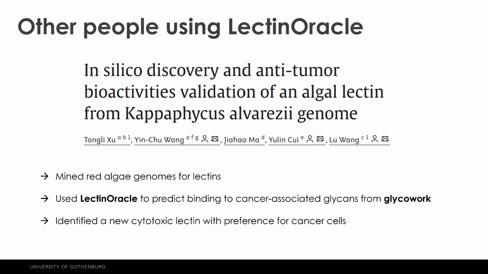It's also nice that other people have started to use LectinOracle for exactly this purpose, to basically biomine genomes for hypothesized lectins with desired binding specificity. In this case, the desired binding specificity was against cancer-enriched glycans that these authors looked for in our glycowork datasets, and then you look for lectins that are predicted to bind those glycans as anti-tumor agents, which has worked very nicely with the cytotoxic lectin that they then found and characterized in this paper.